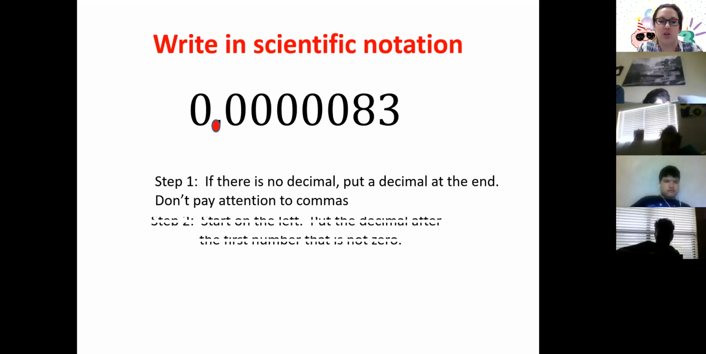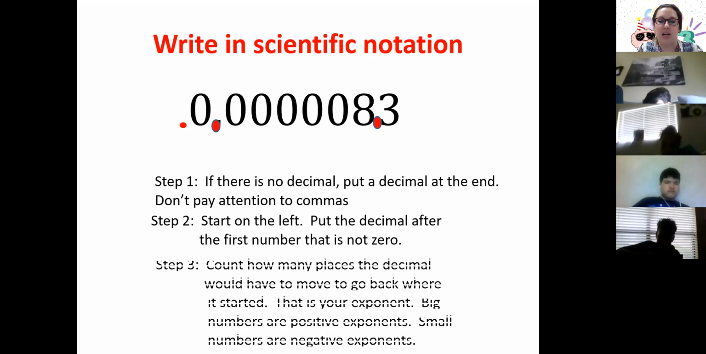Okay, step 2, put the decimal after the first number that's not a 0. So the first number that is not a 0 is 8, so the decimal is going to go behind the 8. Okay, then we're going to count how many times it would take to move the decimal back. 1, 2, 3, 4, 5, 6.